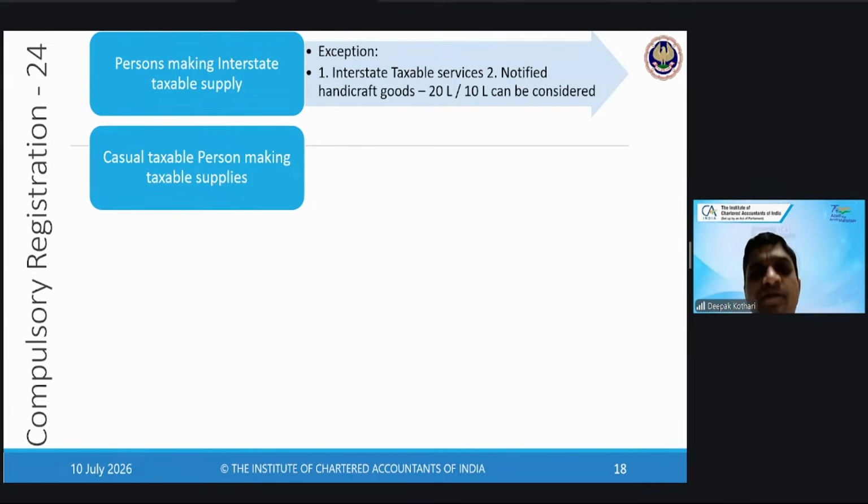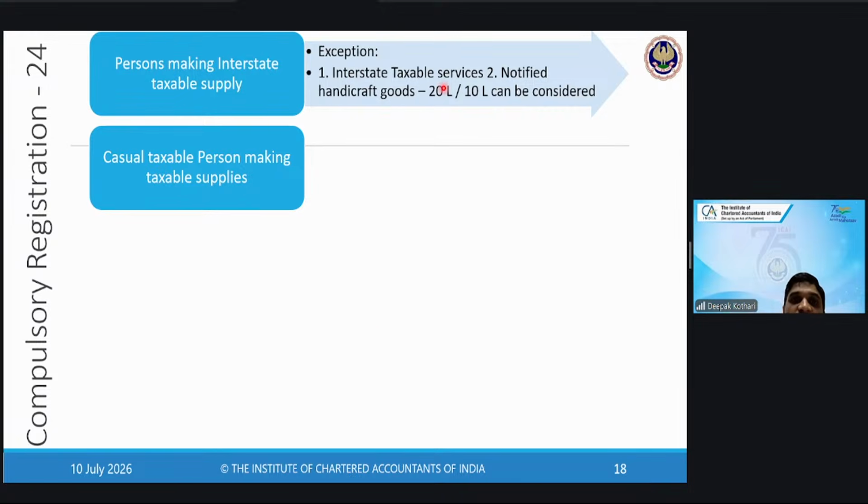Then compulsory registration, this we know: persons who are making interstate taxable supply should not wait for their limits. You should not wait till you cross the threshold limit. Even 100 rupees, 50 rupees or 1000 rupees transactions, if you're making interstate supply, then your threshold will not apply. Immediately, your basic exemption will not apply. You will have to take registration once your interstate taxable supply starts. The limit of 20 lakhs and 40 lakhs is for a person who's making intrastate supply. Once he makes an interstate supply, then you have to take registration immediately.